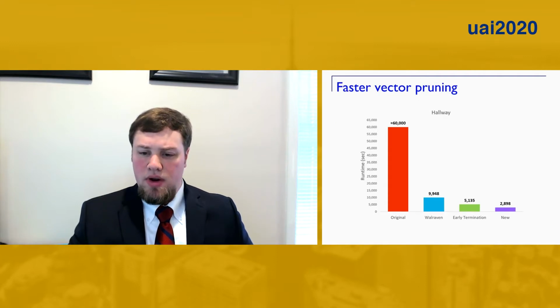It's quite clear from this graph that our algorithm represents not only a significant improvement on the original algorithm, but also an improvement on Walraven's algorithm, even using our improved early termination test. We saw similar results on other problems from the POMDP literature as well as randomly generated vector sets, and those details are all described in the paper.